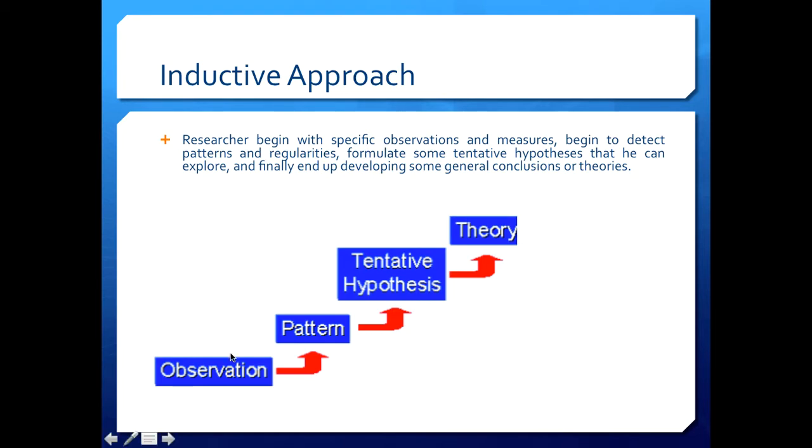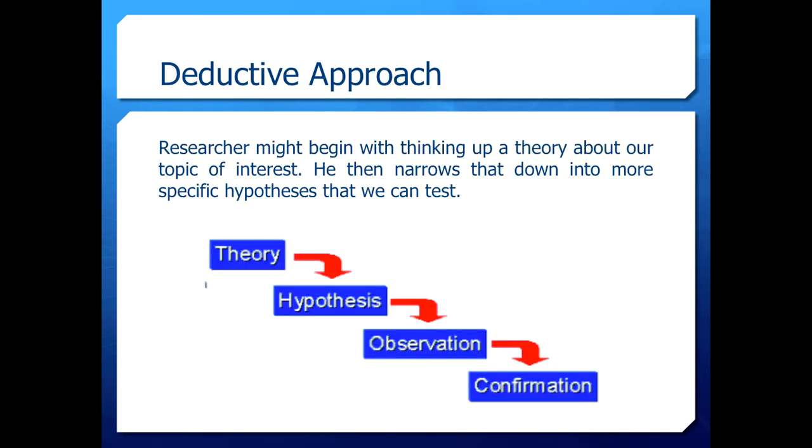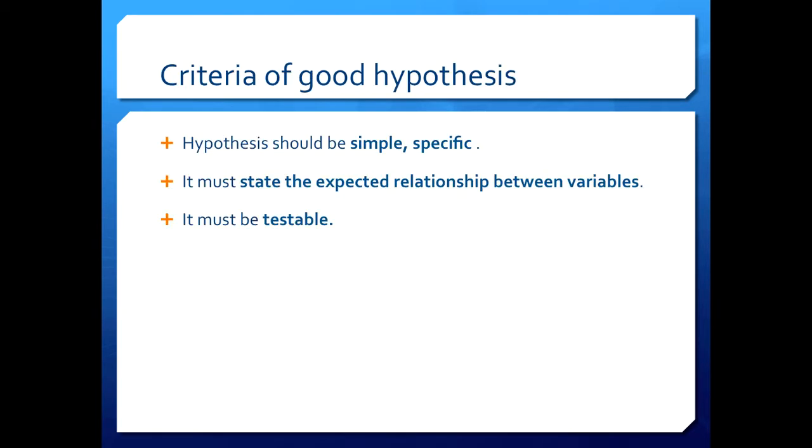So observation, and then you try to find out the pattern and you have a tentative hypothesis based on how you did the observation, and afterwards you will conceptualize a theory. So for undergraduates, the deductive approach is highly preferable.